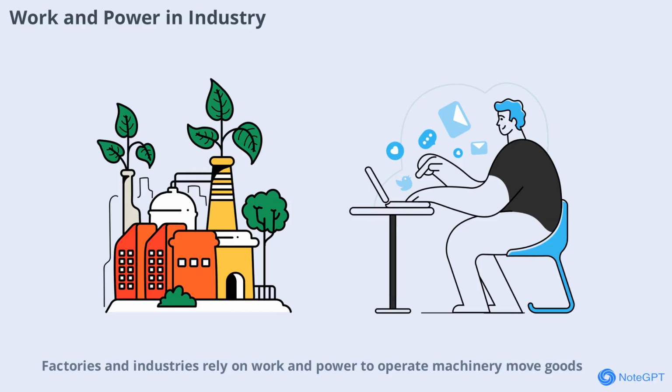Factories and industries rely on work and power to operate machinery, move goods, and produce products. Measuring and optimizing these factors helps businesses save energy, reduce costs, and increase productivity.